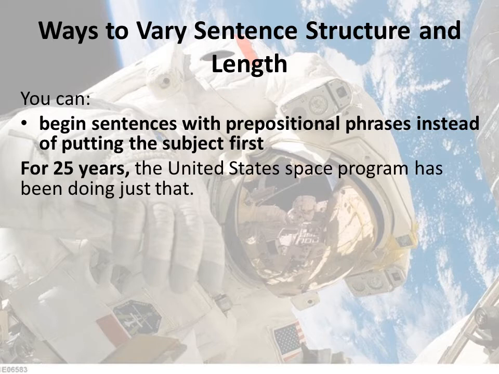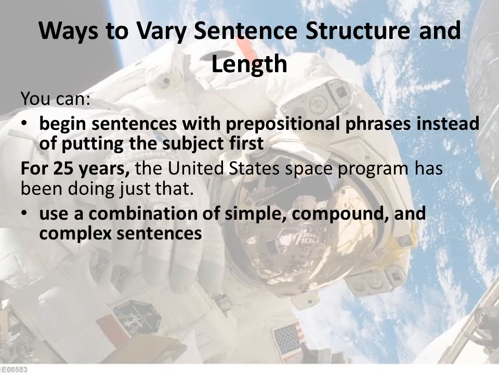Look at this simple sentence. For 25 years, the United States space program has been doing just that. This is a simple sentence. I could have written, the United States space program has been doing just that for 25 years. That's one option. But if you want to switch it up, sometimes you can put the prepositional phrase at the beginning. So here the prepositional phrase is for 25 years. Again, sometimes you can do that, and then other times you might want to change it and go ahead and put that prepositional phrase at the end of the sentence or somewhere else where it belongs.